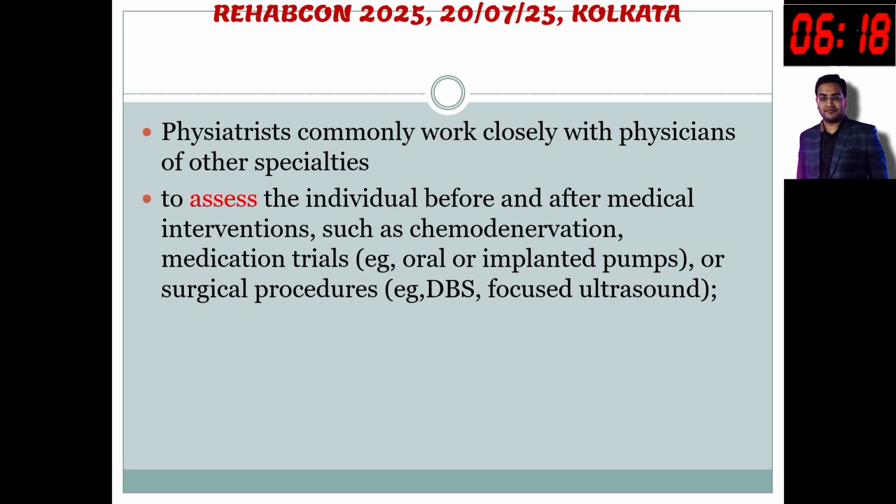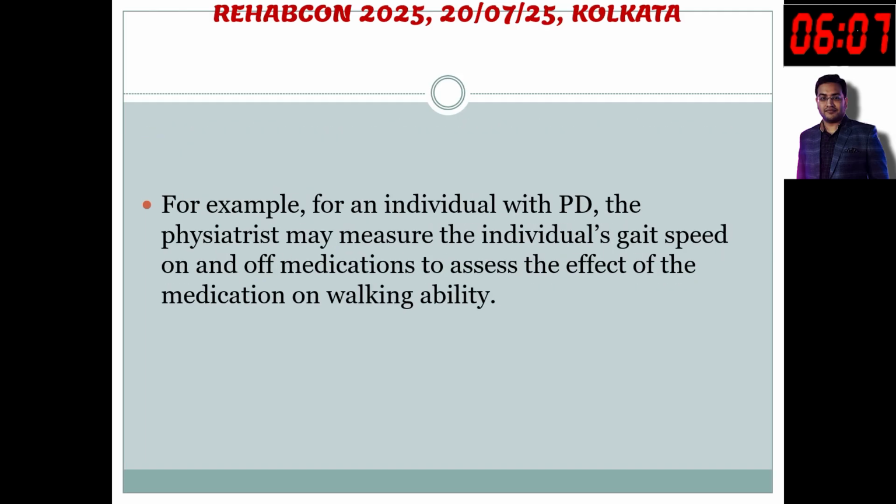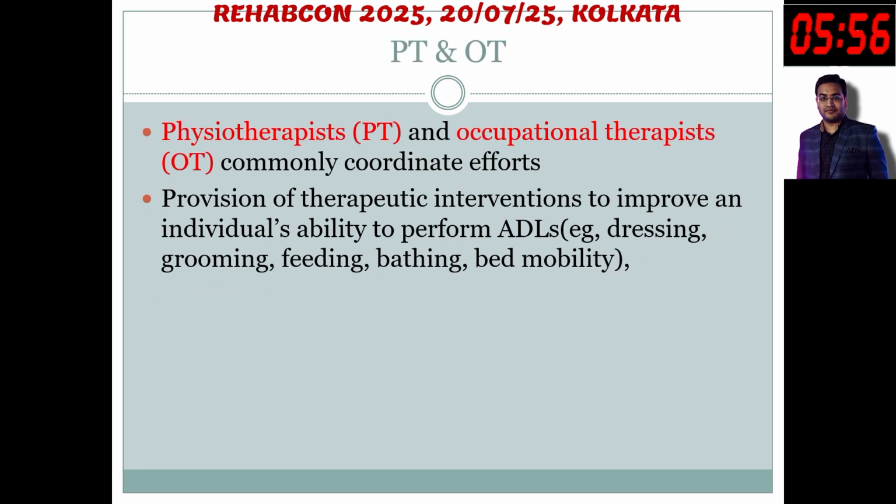We assess the individual before and after the medical interventions such as chemodenervation, the medical trials or surgical procedures as mentioned by sir, the deep brain stimulation, focused ultrasound, etc. We measure the individual's gait speed, on and off medications, to assess the effect of the medication on the walking ability of the patient. The other team members, the physiotherapists and the occupational therapists, often coordinate their efforts to provide therapeutic interventions to improve an individual's ability to perform their activities of daily living like dressing, grooming, feeding, bathing, etc.